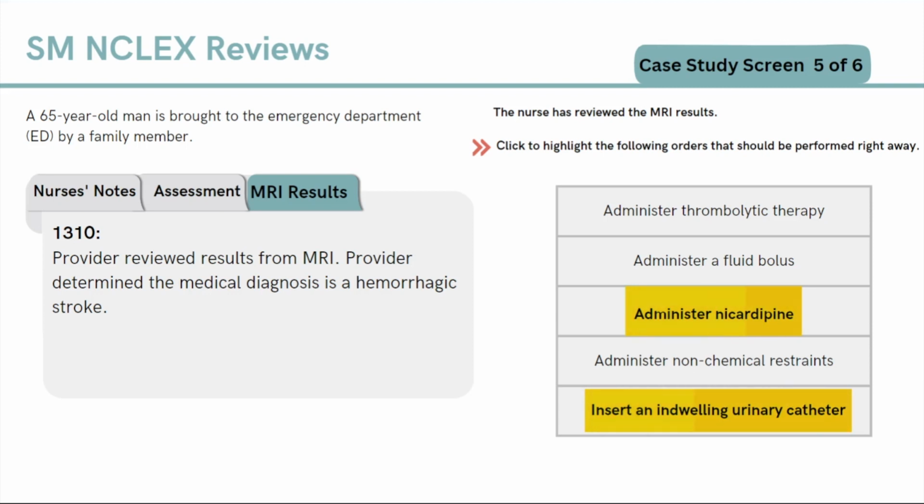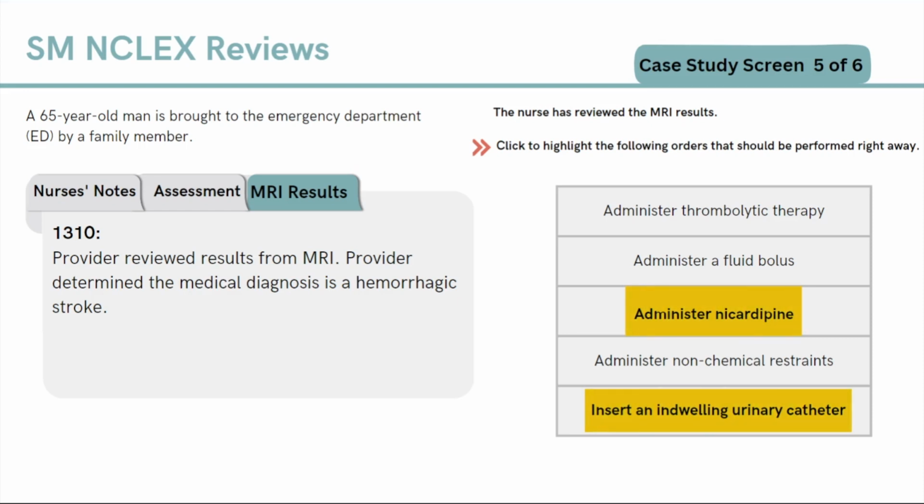Now, looking at our other incorrect answers, we absolutely need to make sure that we are addressing the cause of the stroke. Based on the MRI results, it was determined this was a hemorrhagic stroke. So, we do not want to give thrombolytic therapy to this client, as it will just make the situation worse and increase the risk of bleeding.